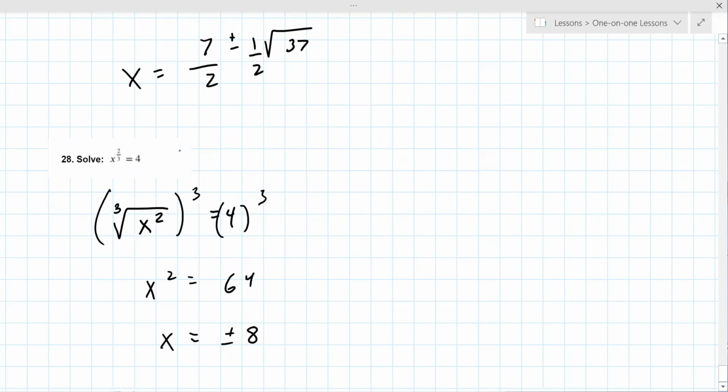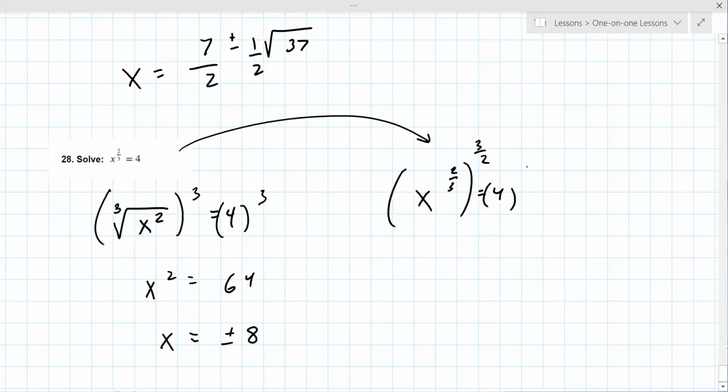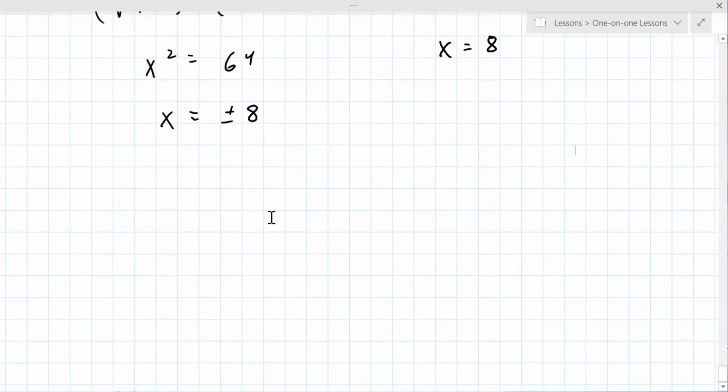The mistake is trying to undo the 2/3 power in one step, like going to the 3/2 power, because then you get x equals 8, but you miss the negative 8. So that's the mistake. All right. Let's go to number 29.